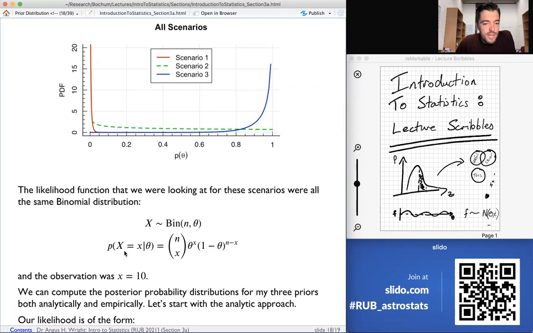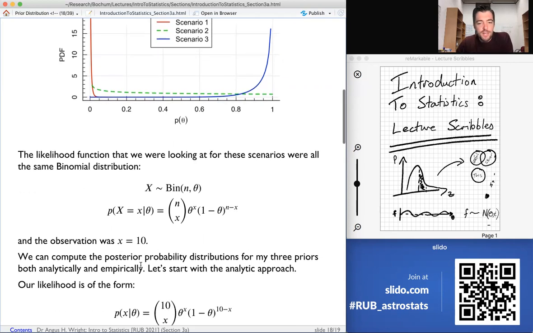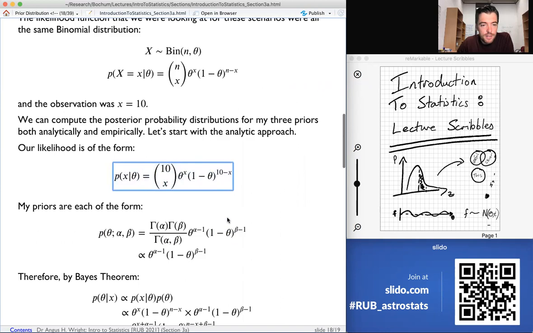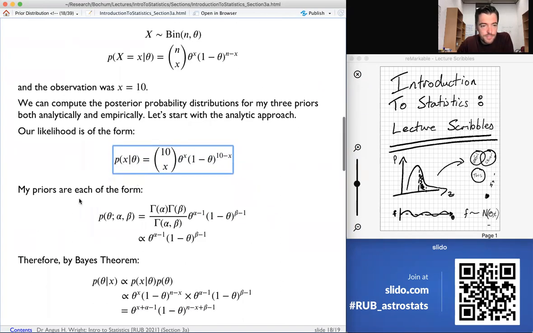And we know that we observed n equals 10. So let's actually calculate it. Let's just go through the math and calculate the probability distribution, the posterior probability. So our likelihood looks like this, okay? Because we have n equals 10. My priors are all of this format, which let's just say are proportional to this thing.